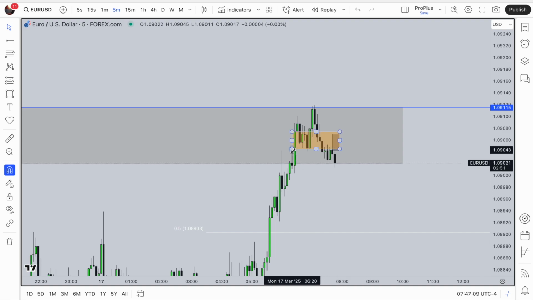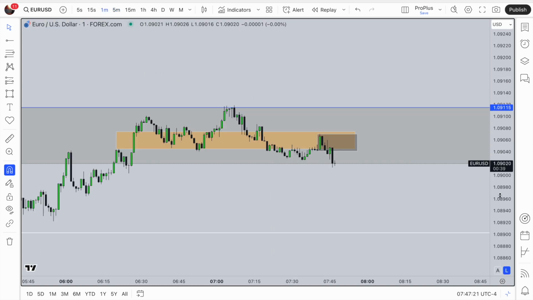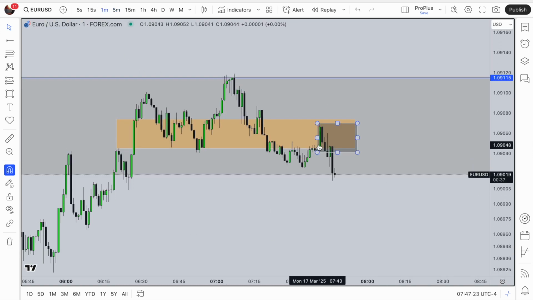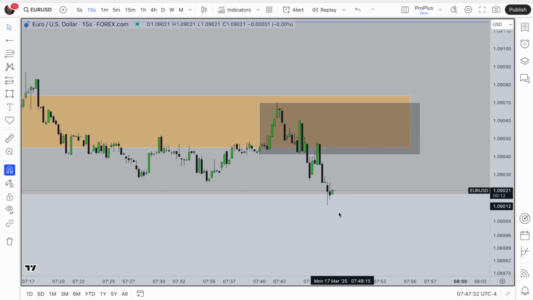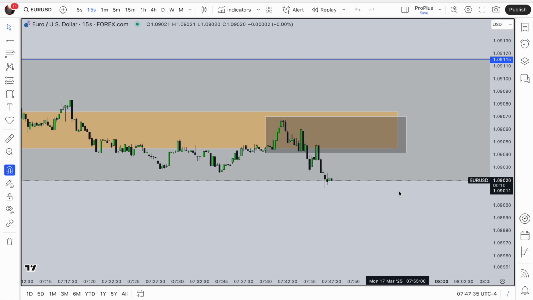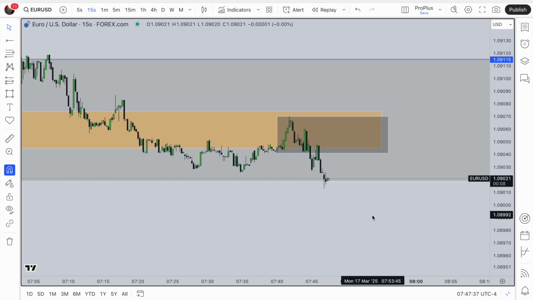Okay, euro dollar. I like this BISI here. I've drawn it out as an inversion. It's closed below and acted as an inversion fair value gap, which I like. Going into the 1-minute, this was the change in state of delivery. So went into the 15 seconds. So this is it here. Just waiting to see if there's a bearish breaker and a fair value gap to enter. So again, we'll update you guys, but I'm just staying patient at the moment.